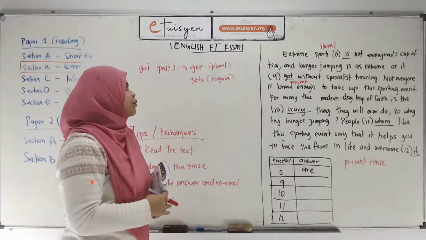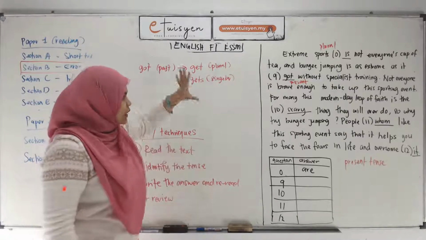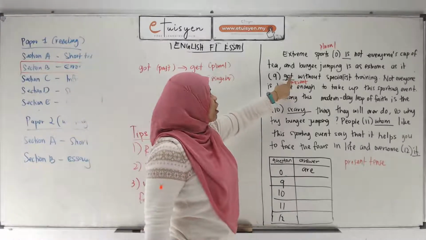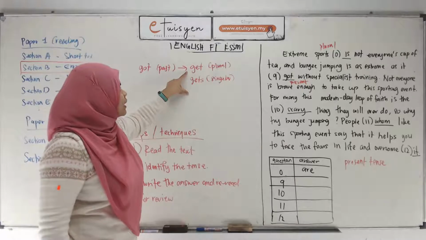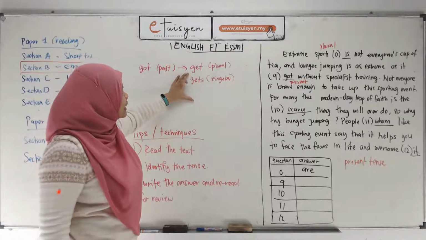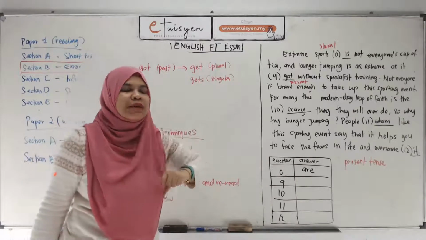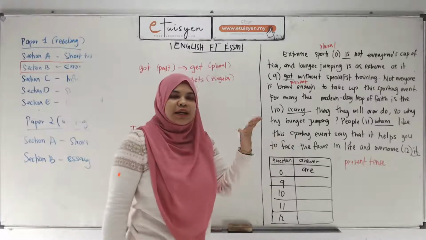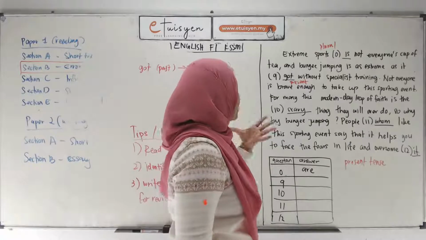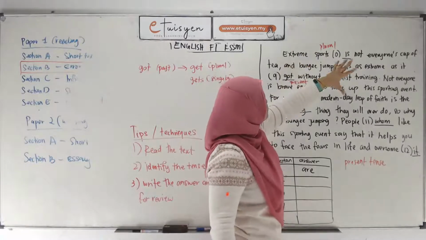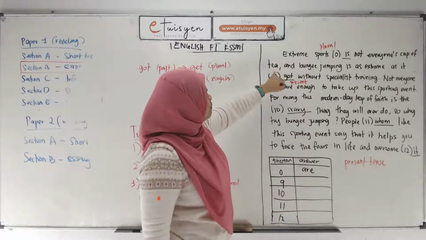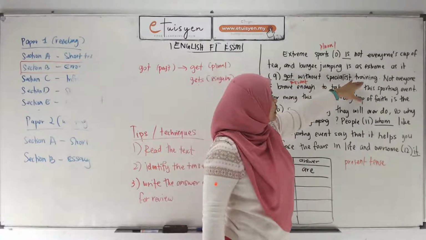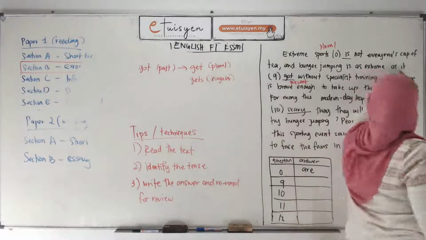Now this is gonna help you, that table that I ask you to do, this is where it's gonna help you now. Okay, now here, got adalah past tense. We need to make it into present tense. So it's either get or gets. Remember, our subject verb agreement. Okay, we have to see our subject adalah plural ataupun singular. Now, here, in this sentence, extreme sport is not everyone's cup of tea and bungee jumping is extreme as it without specialist training. Now here, our subject kat sini adalah it.